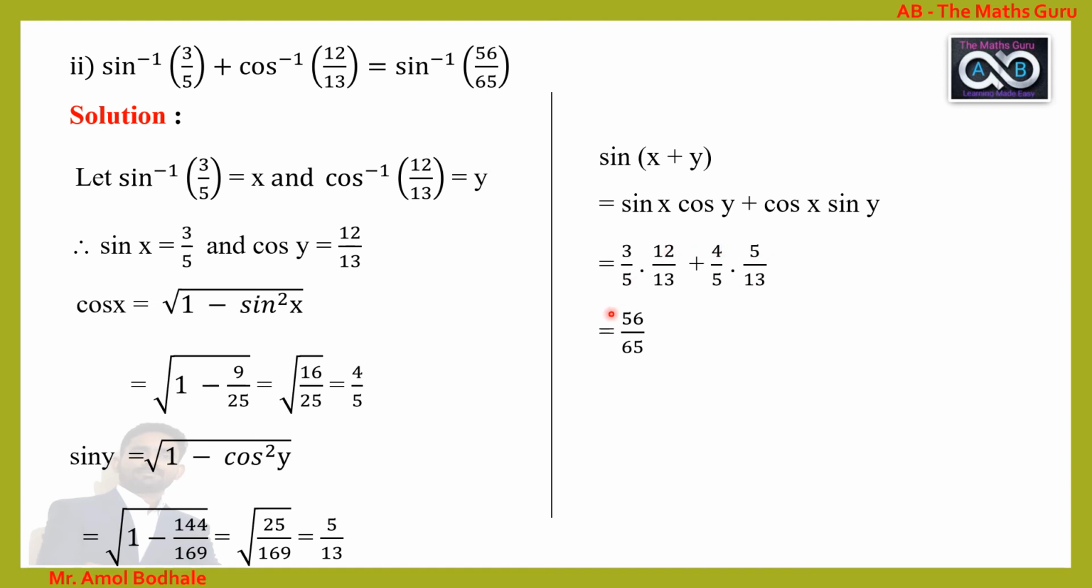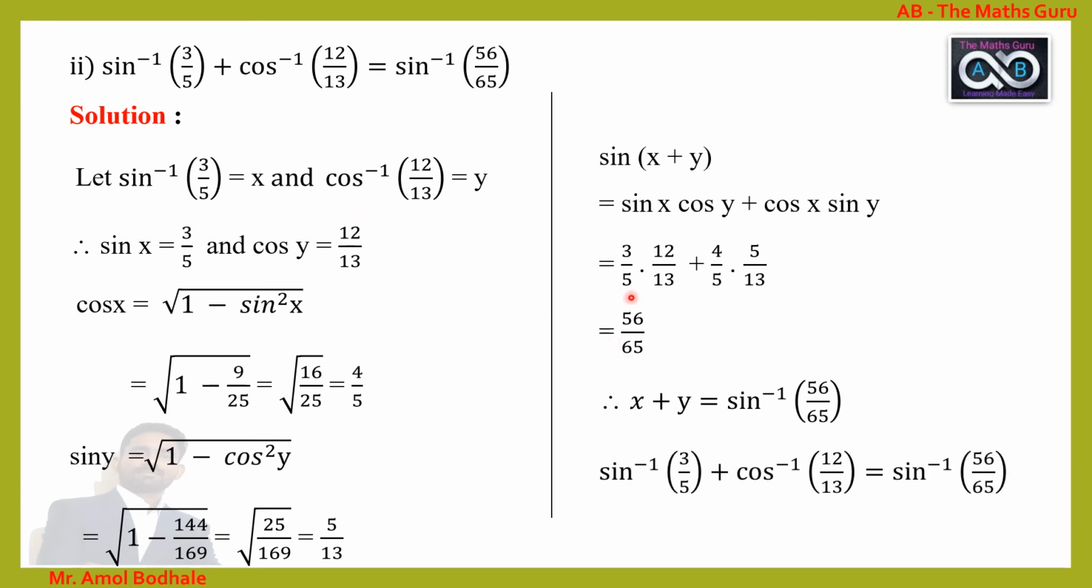So if we add the numerator, we get 56 upon 65. As sin of x plus y is 56 upon 65, we can write x plus y equal to sin inverse of 56 upon 65. And as we know x is sin inverse of 3 by 5, and y is cos inverse of 12 by 13. So if we put the values of x and y, we get sin inverse of 3 by 5 plus cos inverse of 12 by 13 equal to sin inverse of 56 upon 65, which is proved.